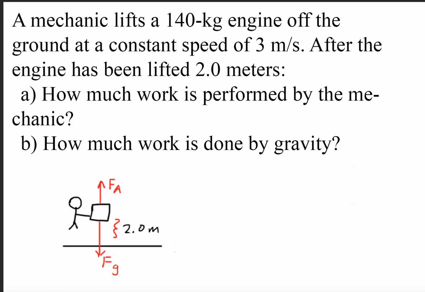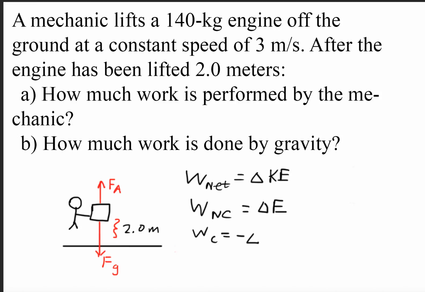There are 3. We have our net work, and that is equal to the change in kinetic energy. Our second work energy theorem is work done by our non-conservative forces, and that is equal to delta E. And lastly, we have the work done by conservative forces, and that is minus delta potential energy, so the change in potential energy.